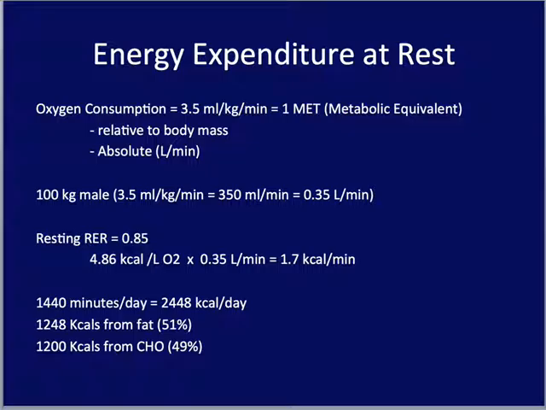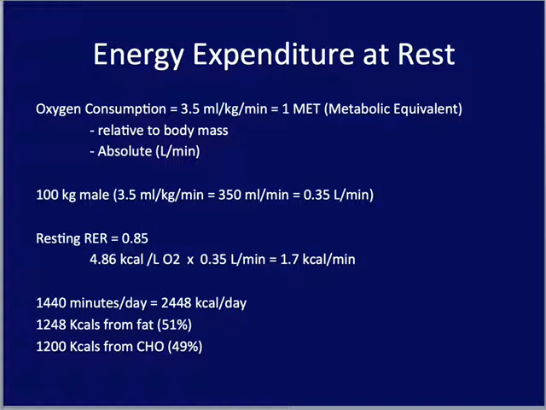and one MET is going to be approximately 3.5 ml per kg per minute. And again, this is an average for everybody. There have been some studies on what an average individual is going to be utilizing in terms of oxygen for every minute at rest, and 3.5 is average. Some might be lower, some might be a little bit higher, and that's why this is an estimation. It's not a great calculation, but it's a good estimation.